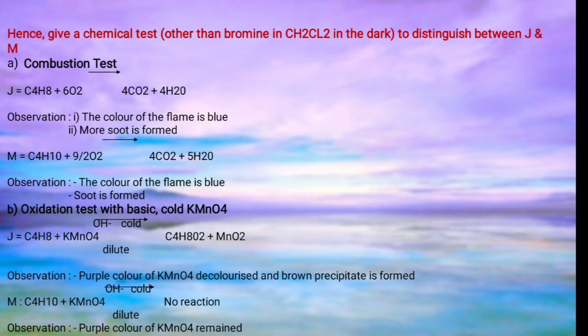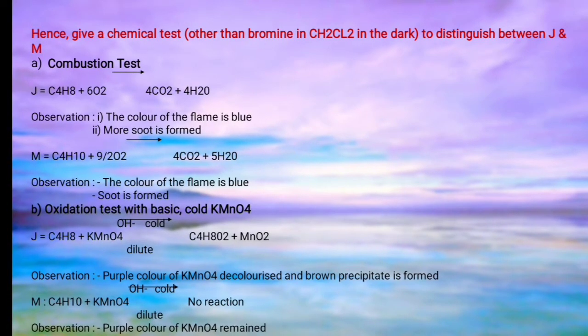My matric number is 9200265. So my question is, give a chemical test other than bromine in CH2Cl2 in the dark to distinguish between J and M. Firstly, we use the combustion test. J, C4H8, will react with 6 mol of oxygen gas O2 and produce 4 mol of carbon dioxide gas CO2 and 4 mol of water H2O. So the observation is, first, the color of the flame is yellow, and second, more soot is formed.